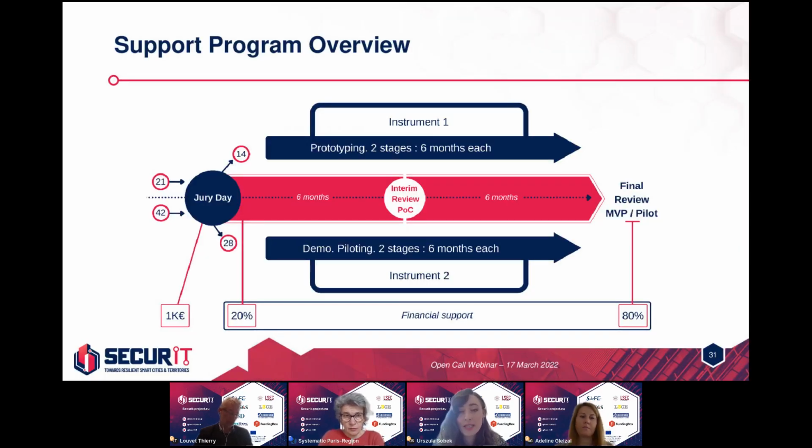The support program will last 12 months, and it will be divided, in both cases, in prototyping and demonstration instrument, into 2 equal stages, 6 months each. At the beginning of stage 1, you will be asked to prepare a follow-up plan. It is a document that includes your goals and milestones and what you are going to achieve during the support program. In the middle of the support program, we will do a review to check your progress. And then at the end, we will check if you delivered what you promised to be able to release the final payment.